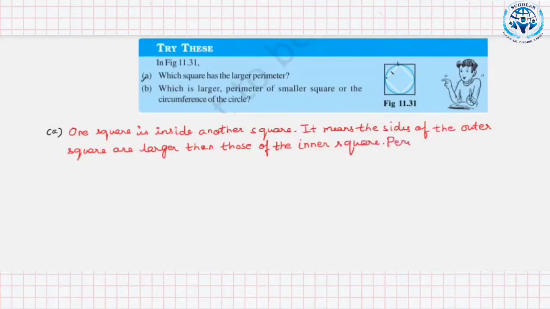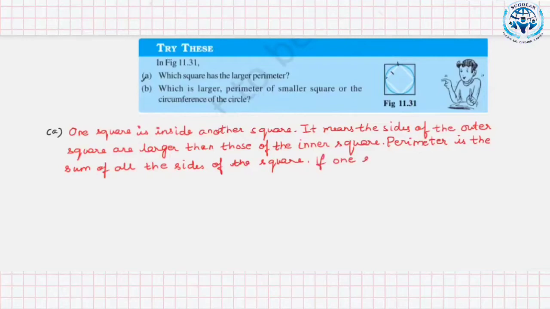So, if we add up all the sides of a square, we get the perimeter, and the perimeter of the outer square will be larger than that of the inner square. We can write it as: one square is inside another square. It means the sides of the outer square are larger than those of the inner square. Perimeter is the sum of all the sides of the square.